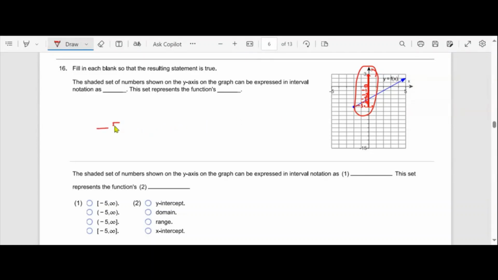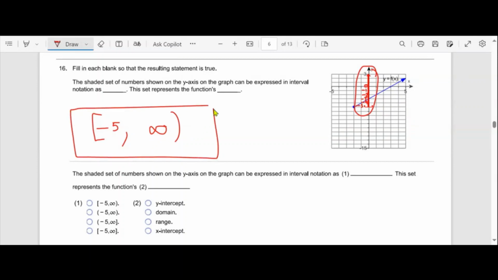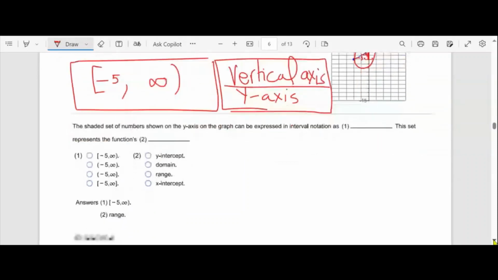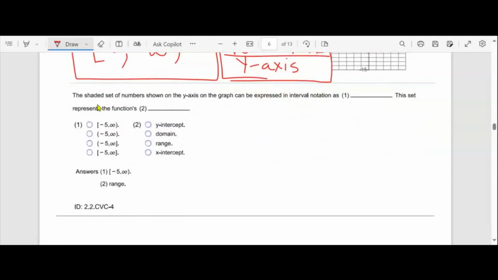So you're starting from negative where? -5, and it's closed, to infinity. Exactly. Positive or negative? Positive. Okay, because we're looking at the vertical or the y-axis. Is this clear? Yes. Okay, so he said here y is going to be -5 to infinity, and this is closed, this is open.